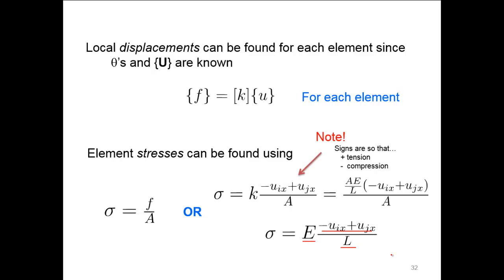All right. So note these signs. We have a negative sign in front of the node I x component and a positive sign in front of the node J x component. It's so that we get tension. A positive value indicates tension and a negative value indicates compression. So that's why those values are as they are.